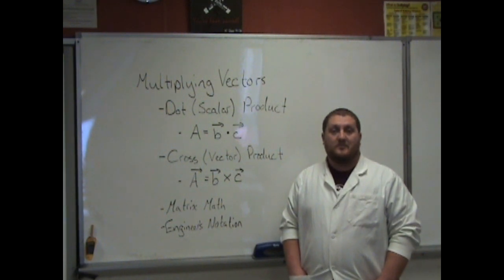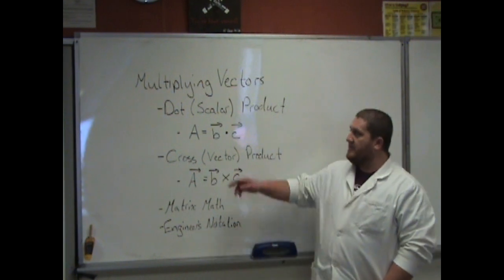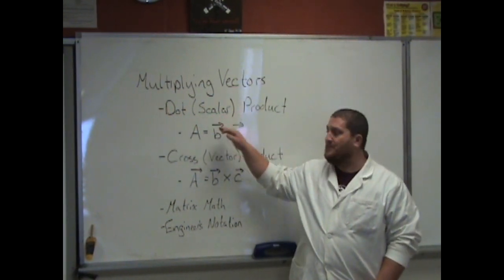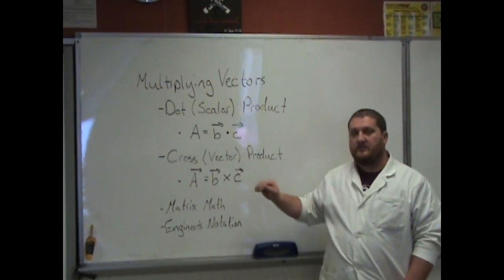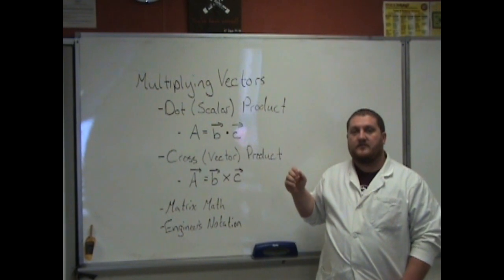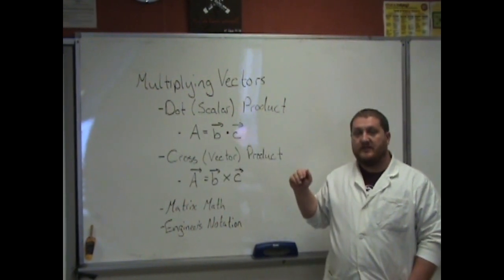Today we're going to look at how to multiply vectors. There's two different ways vectors could be multiplied together. We can take a dot product, which is sometimes called a scalar product, and we can take a cross product, which is sometimes called a vector product. If you take a dot product, the result will be a scalar. You'll notice there's no vector symbol above the letter here.